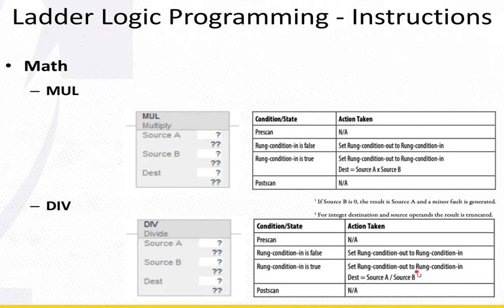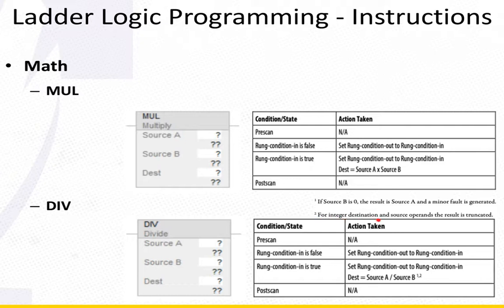Now there's a couple of notes associated with this instruction, note 1 and 2. Note 1 says if source B is 0, so if you try to divide by 0, the result is just whatever is in source A. So that's pretty nice. Rather than crashing the PLC because somebody accidentally did a divide by 0, instead it just moves whatever was in A into the destination. So that's important to know. If you accidentally divide by 0, it's not going to crash the PLC in Allen Bradley. Instead, it just moves source A into the destination.